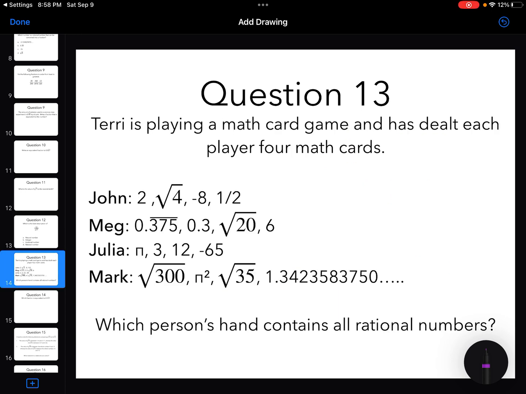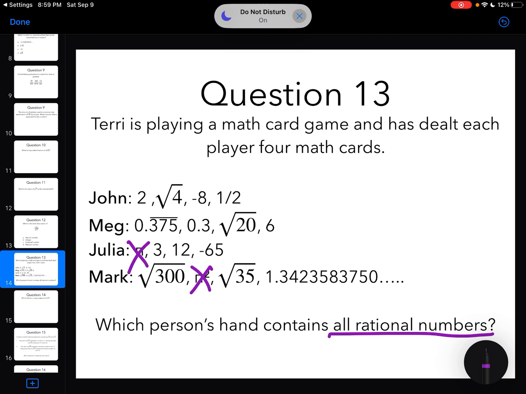All right, Terry is playing a math card game and has dealt each of her players 4 math cards. Okay, which person's hand contains all rational numbers? Well, all rational numbers means that they can't have pi. So let's start eliminating pi. Well, we know it can't be this kid and it can't be this kid. All right, so now we're stuck between these two.